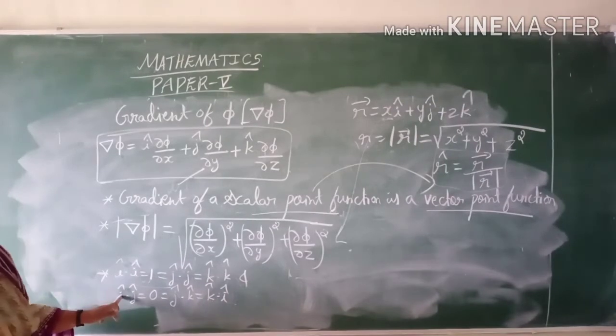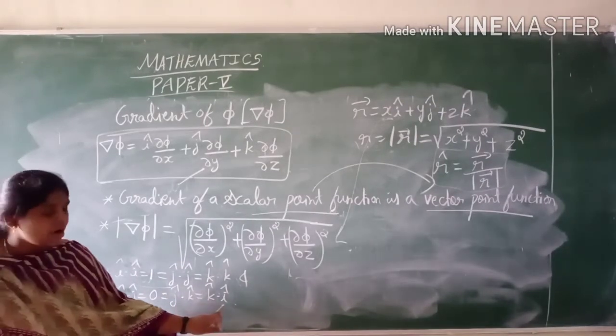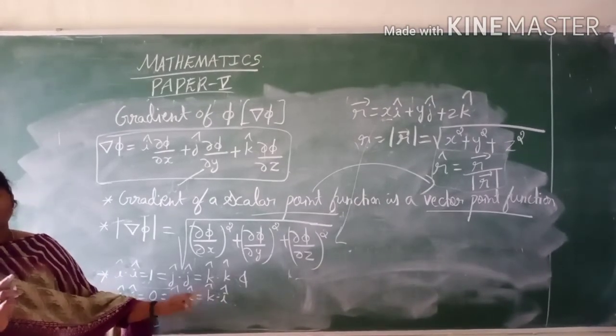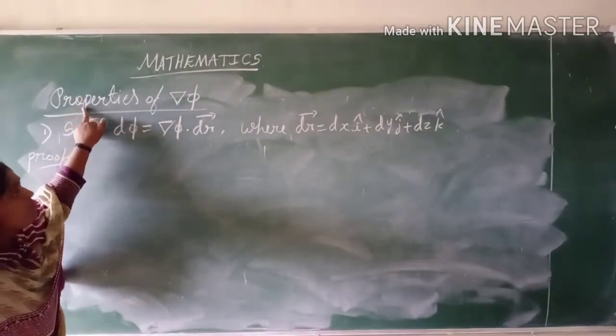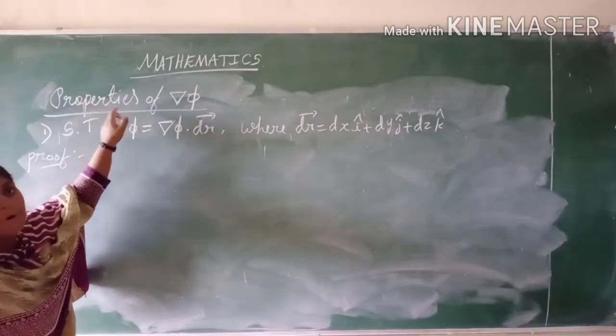Similarly, i dot j is 0, j dot k is equal to 0, and k dot i is equal to 0. Next, after knowing the definition of del phi or grad phi, now we are going to learn about the properties of grad phi.